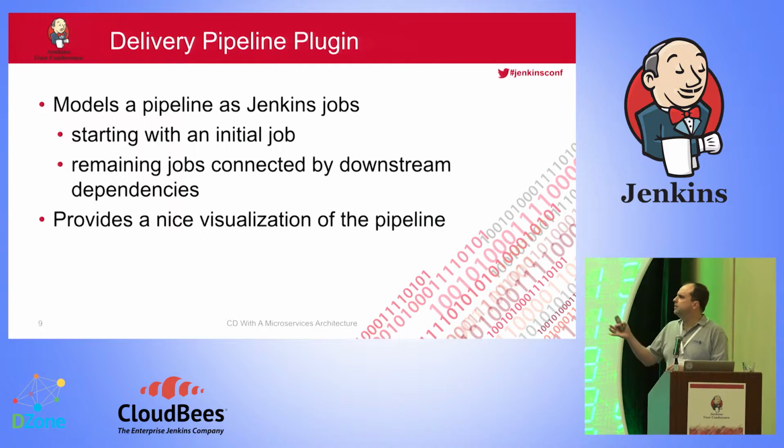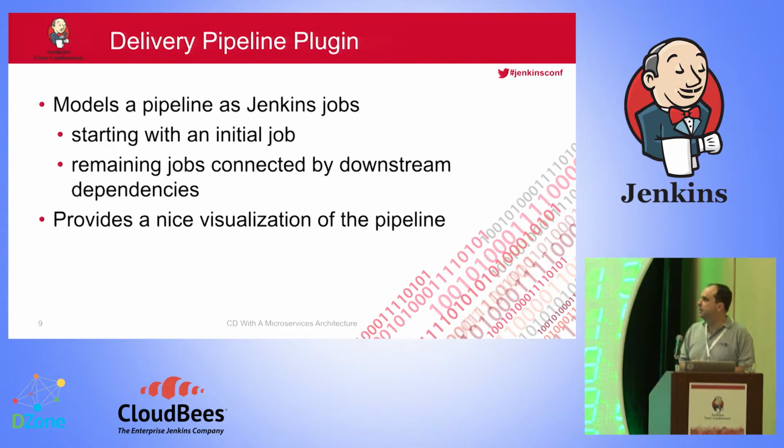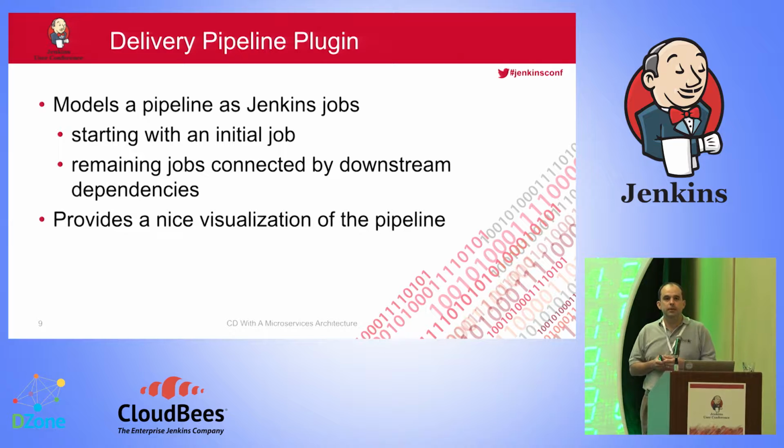So the delivery pipeline plugin in Jenkins models a pipeline as a series of Jenkins jobs. The pipeline starts with some job that you designate as the initial job in the pipeline, and then you connect these together. The remaining parts of the pipeline are composed of jobs that are connected together through their upstream or downstream dependencies. And one of the key things about the delivery pipeline plugin is that it provides a nice visualization of the pipeline.